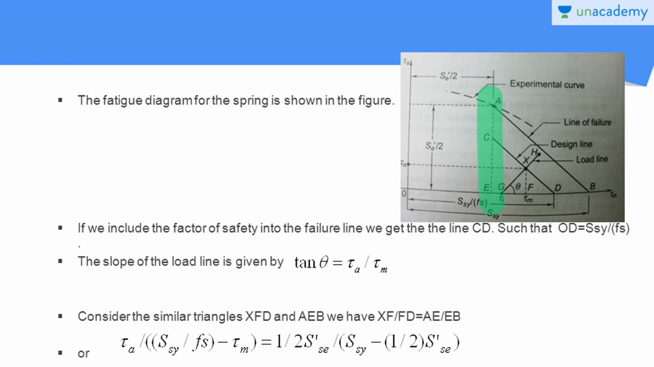Here we have another condition for the slope of the load line, given by tan theta equals tau A by tau M. Here you can see in this figure we have the load line, which is plotted by the points according to the fluctuating loadings acting on the spring material. That's why you can observe tan theta equals tau A by tau M. So this is the condition, the slope of the load line, and this is a very useful condition for the calculation of the permissible shear stresses developed in the springs under fluctuating loads.